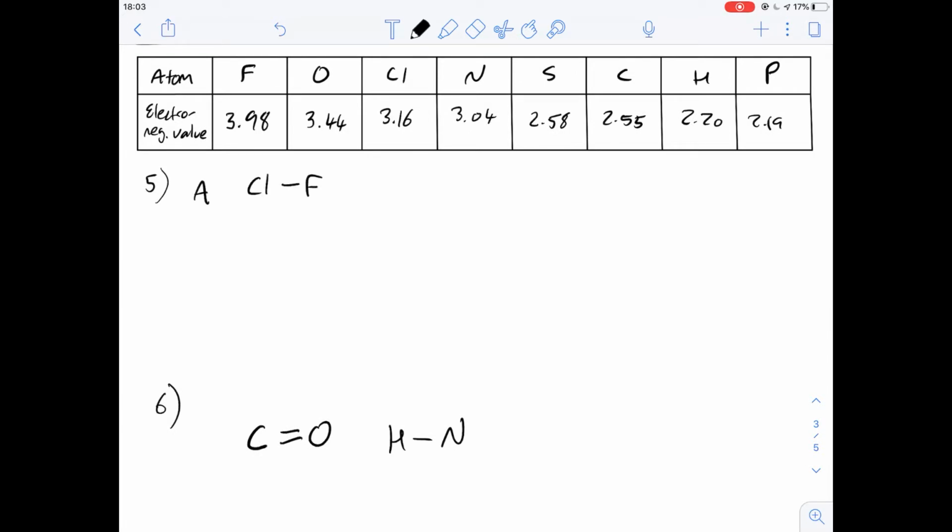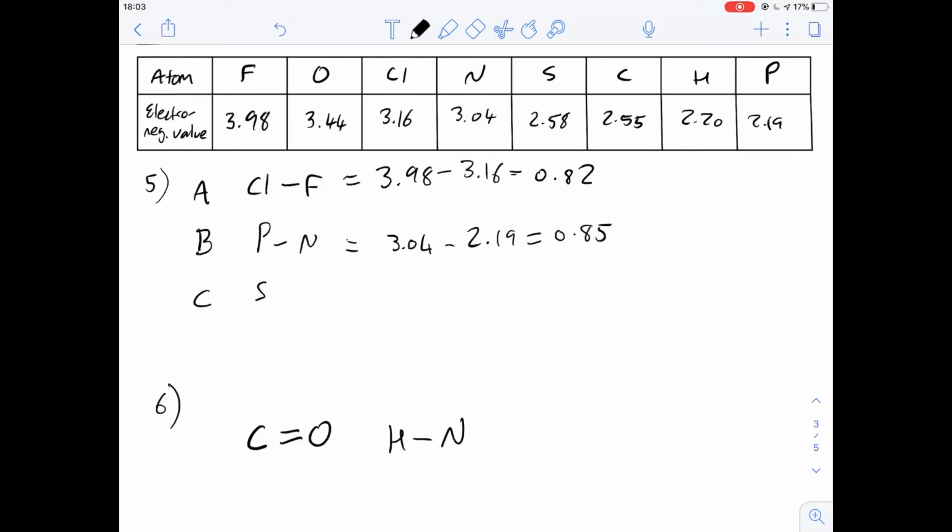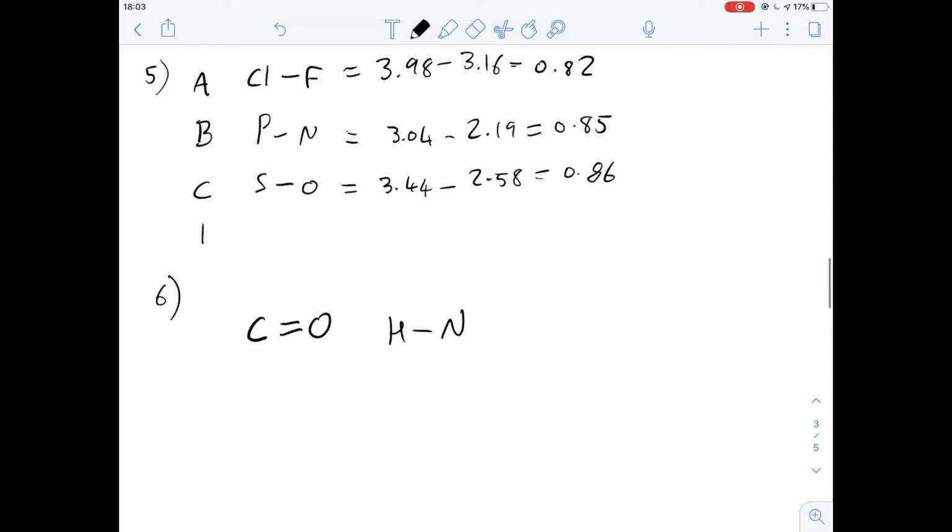For A, we've got a bond between chlorine and fluorine. We can work out the difference in electronegativity by taking away 3.98 and 3.16, and that gives us an answer of 0.82. Option B is between phosphorus and nitrogen. From the table we can get our values. For nitrogen it's going to be 3.04 and phosphorus 2.19, and that's going to give us an answer of 0.85. C is between sulfur and oxygen, and that's going to be 3.44 minus 2.58, which gives us an answer of 0.86.